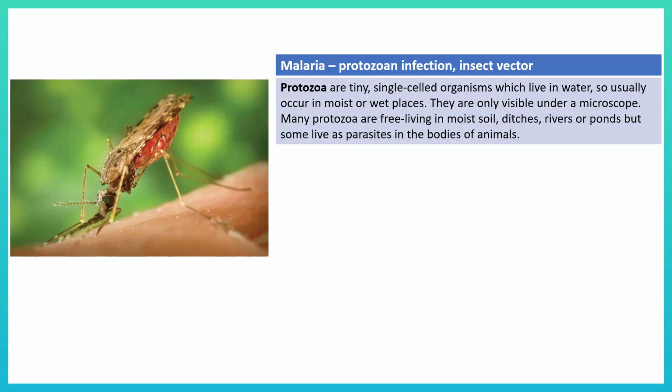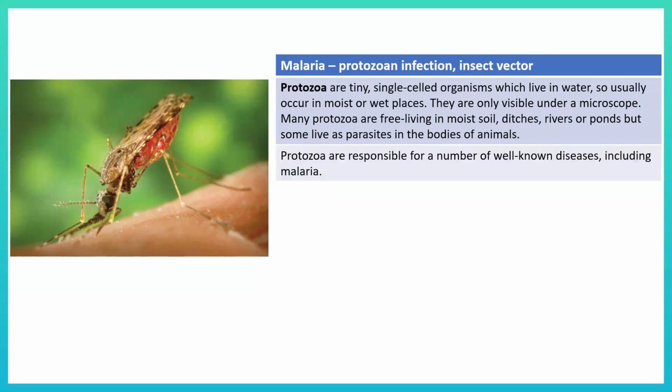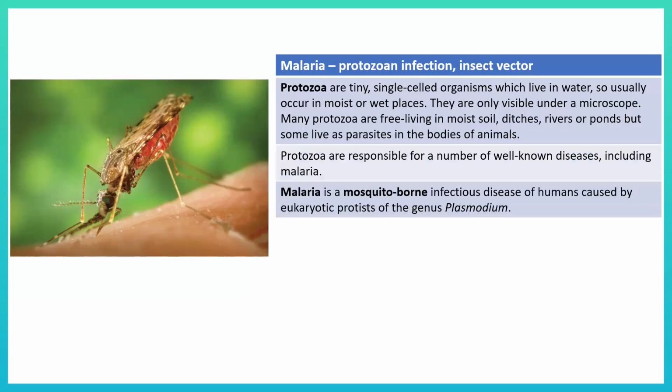You can see them under the microscope. Many of them are sort of free living. They live in soil and ditches or rivers or ponds. Some live as parasites in animals, and they are well known for a number of diseases, including malaria. Now, malaria is a mosquito-borne infectious disease caused by a protist from the genus Plasmodium. Another protist that causes disease is amoeba, which causes amoebic dysentery. You might have heard of that one as well.